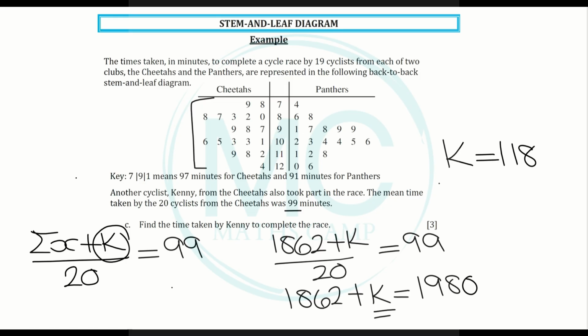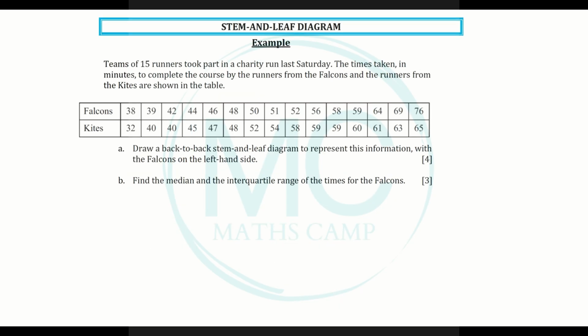Let's do another example. Teams of 15 runners took part in a charity run last Saturday. The times taken in minutes to complete the course by the runners from the Falcons and the runners from the Kites are shown in the table. Part A says draw a back-to-back stem and leaf diagram to represent the information with the Falcons on the left-hand side. The first thing we need to do is put in our titles. So let's put the Falcons on the left and the Kites on the right.